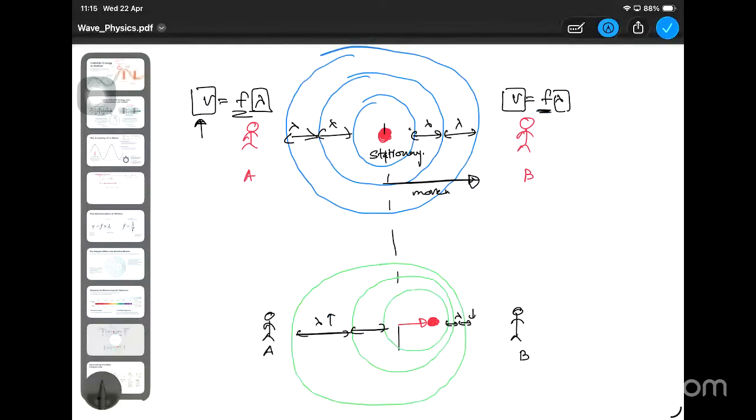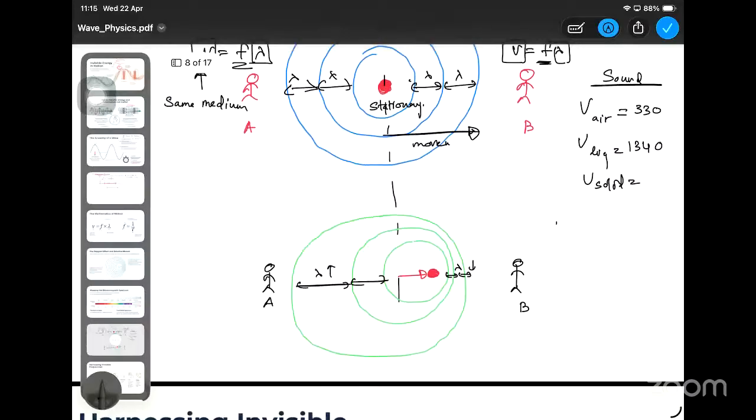The reason is that in this case we are dealing with the same medium, right? Same medium. So if it is in air, the speed of sound is going to be 330 meters per second. And if it is in liquids, it will be something around 1340. And in solids like metals or something like that, I can't remember the exact value, I think like 600 or something like that, right? So likewise, it changes.